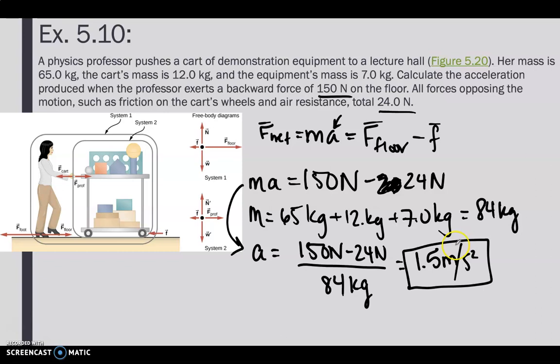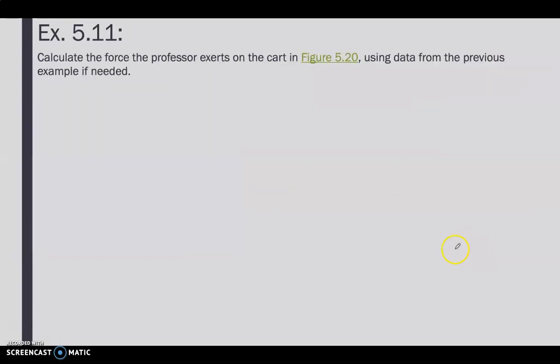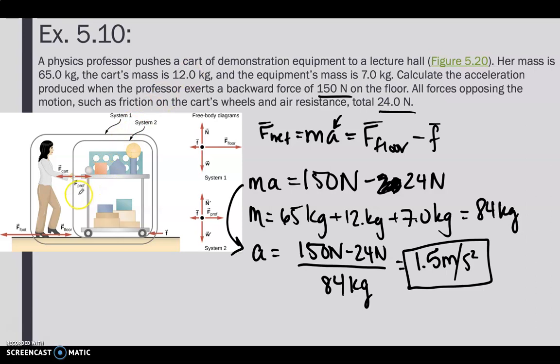Okay? All right, so in this next example, it's related to the last one, and now we want to know the force that the professor exerts on the cart using the data from before. So we are now looking at this force here that she is exerting on the cart. Okay, and we will be looking then at system 2 here.